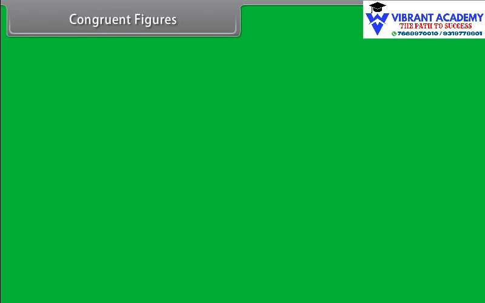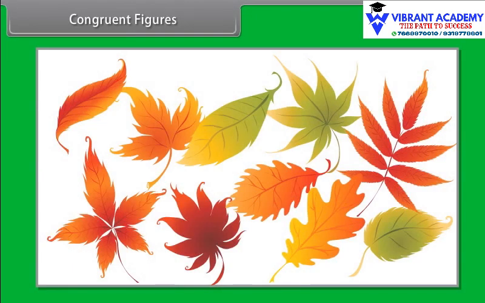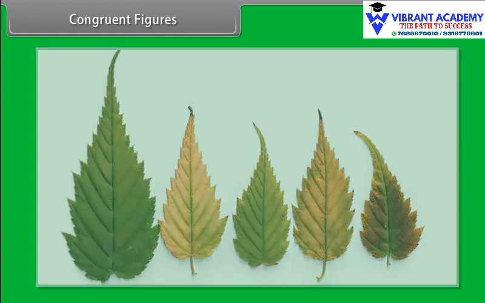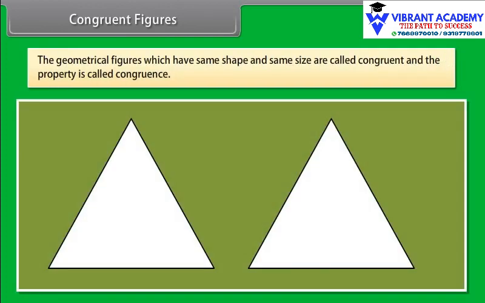Congruent figures. You might have observed that leaves of different trees have different shapes, but leaves of the same tree have almost the same shape, although they may differ in size. The geometrical figures which have the same shape and same size are called congruent, and the property is called congruence.